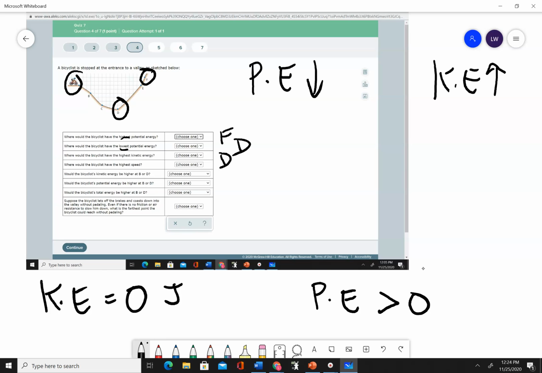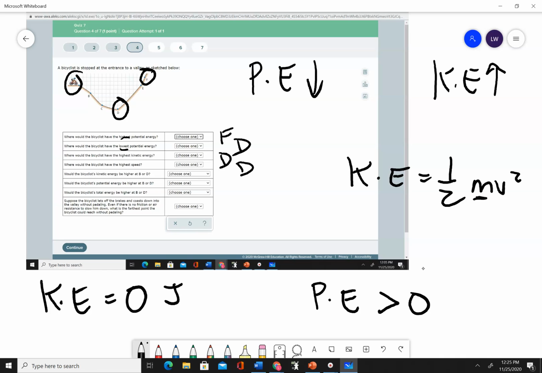Now, what do we mean by the highest kinetic energy? We mean that they have the highest energy associated with movement. So the kinetic energy is equal to 1/2 mv squared. The mass is constant. So wherever the cyclist has the greatest kinetic energy, that's where they're going to have the greatest speed. So that's going to be D as well. So you get 3 Ds there. All right.